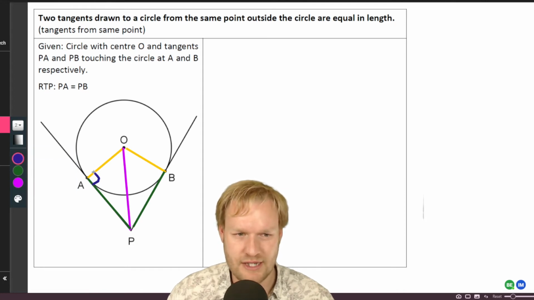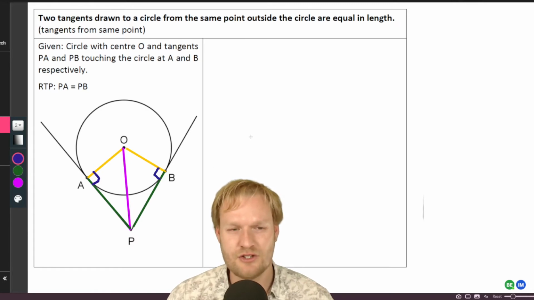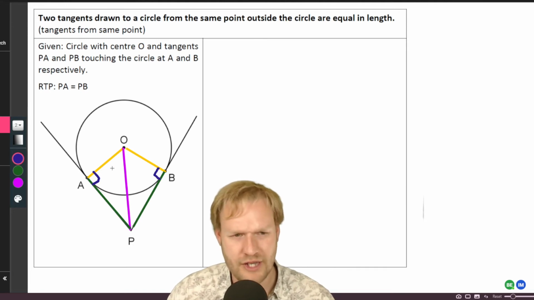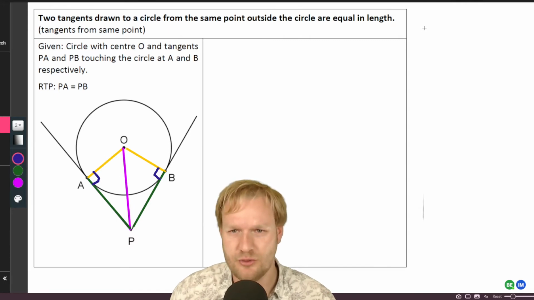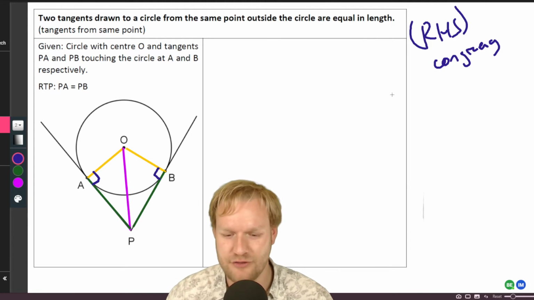And just to see how we're going to do our case of congruency, we've got a tangent and a radius, and we know that tan rad is 90 degrees. Given that we know that, we can show these two are congruent triangles, because of right angle hypotenuse side. So we're going to use RHS for our congruency. That's going to be our reason for congruency.